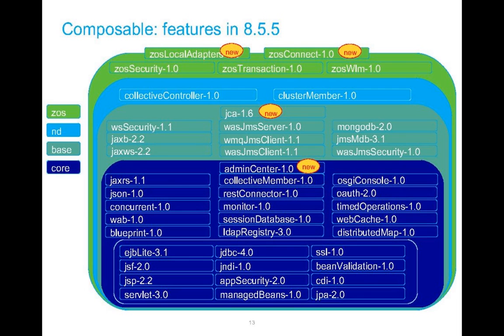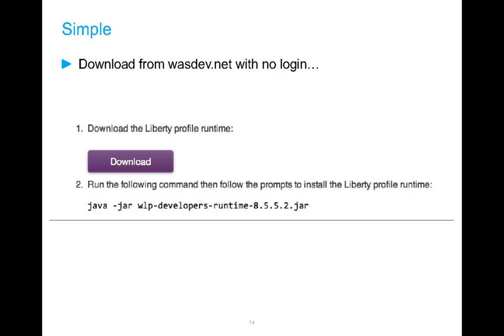So now it's actually simple. You can download the server from wasdev.net. You don't need to log in with your IBM ID or anything. You can directly go to wasdev.net, download it, accept the license, click on download, and it will be downloaded. Once you download it, you can run the command that is shown, that is java -jar xyz.jar. You'll get a jar file which you can install. Running the command will extract that jar into a particular directory that you specify.